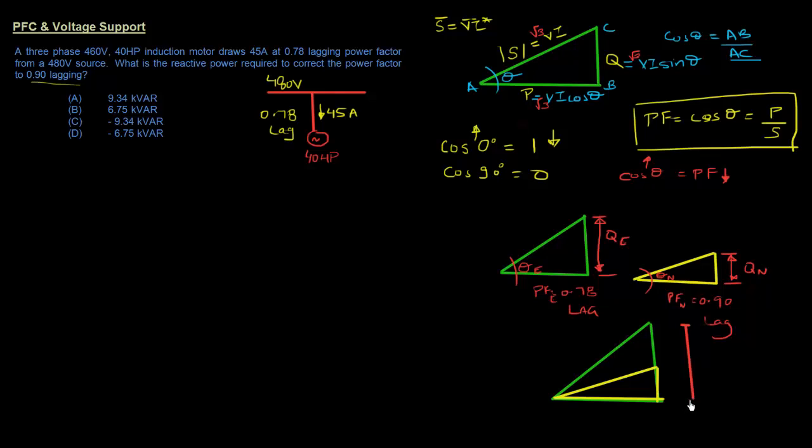So this is Q existing, this is Q new, and this is the difference. That is Q, let's call that the Q that we have to add. And I'll show you why we have to add that.